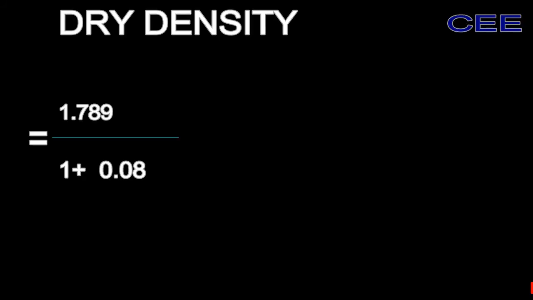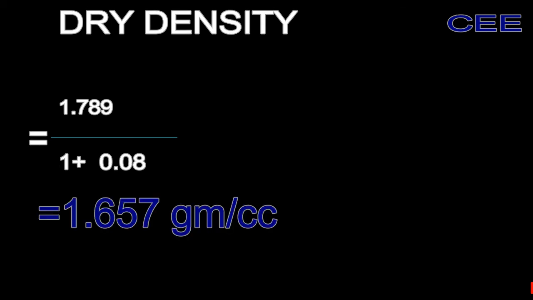Now this will be equal to 1.789 divided by 1 plus 0.08. This will be equal to 1.657 gram per cubic centimeter.